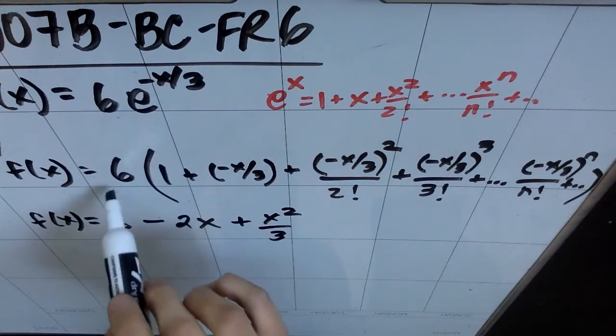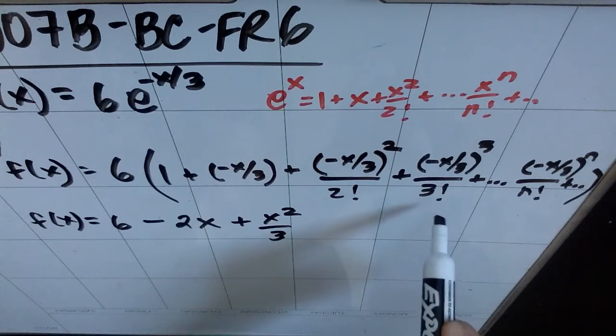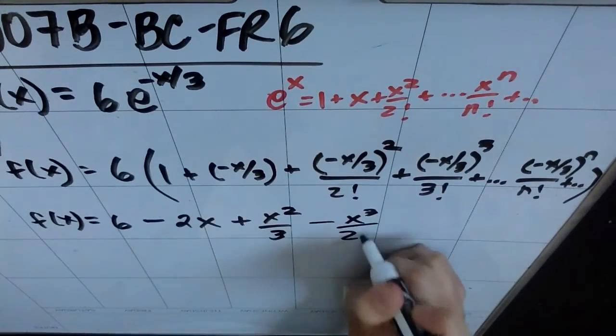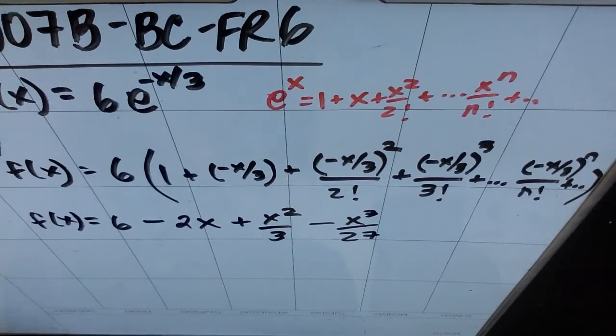This guy, the 6 and the 3 factorial are actually the same numbers. They're just going to cancel. So I'm going to end up getting minus an x cubed over 27, because the 6 and the 3 factorial will cancel.